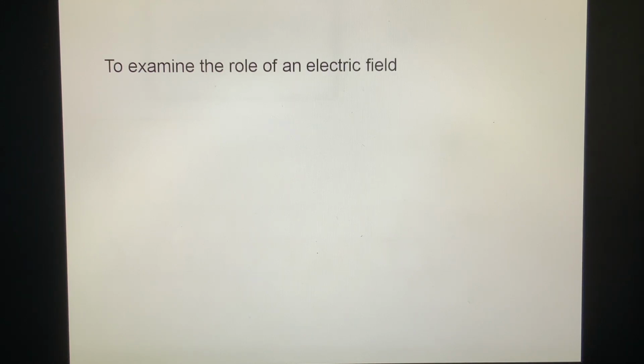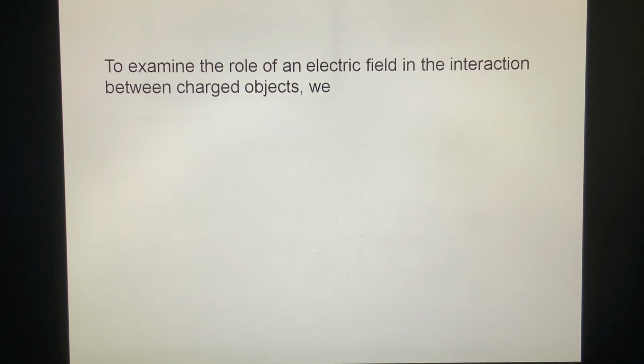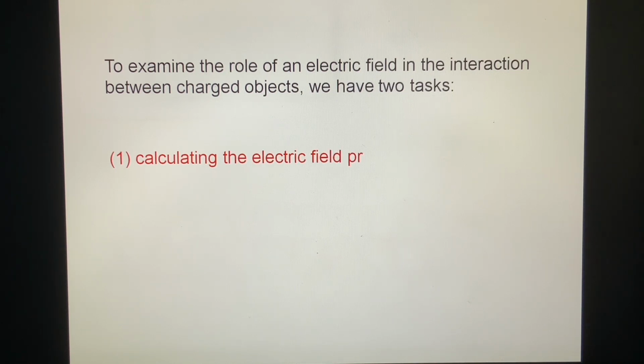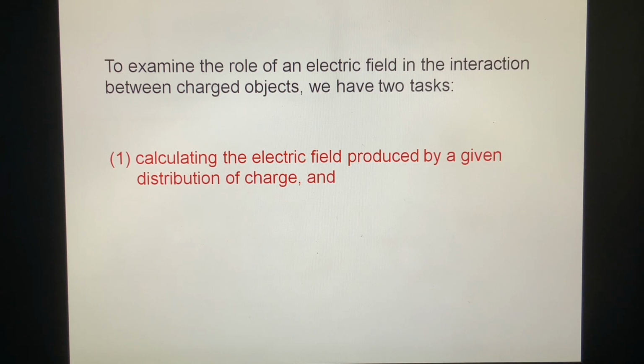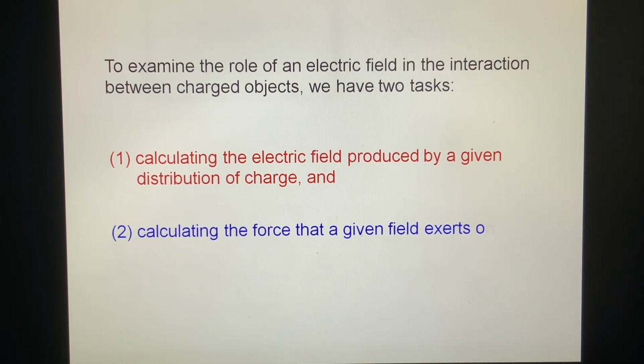To examine the role of an electric field in the interaction between charged objects, we have two tasks. One, calculating the electric field produced by a given distribution of charge. And two, calculating the force that a given field exerts on a charge placed in it.